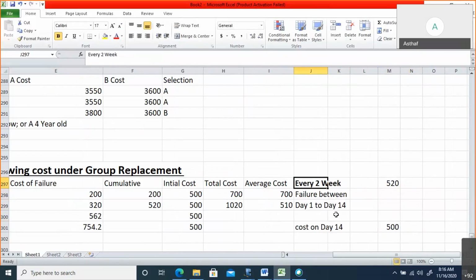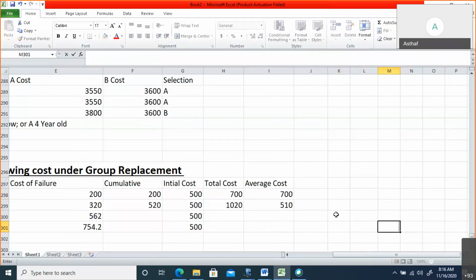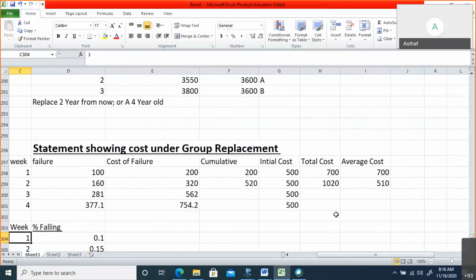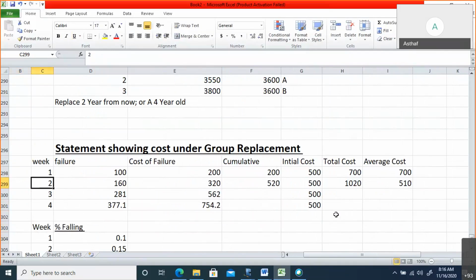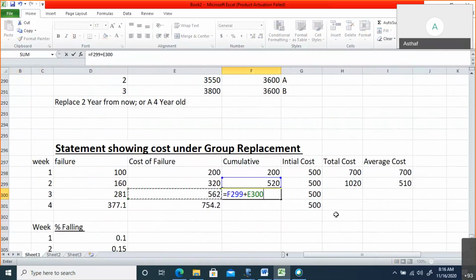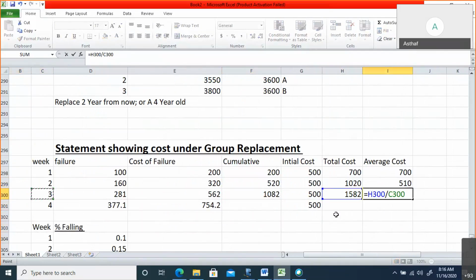Now how will it be done? I will just change this. There is no need for anything like this. Now, a very easy way. Look here. We have to take the cumulative like this. So what is the total cost? This plus this, divided by the year.